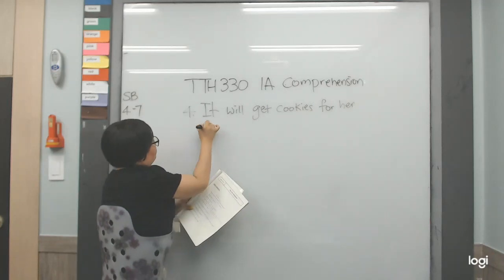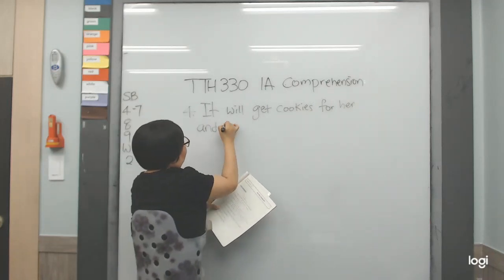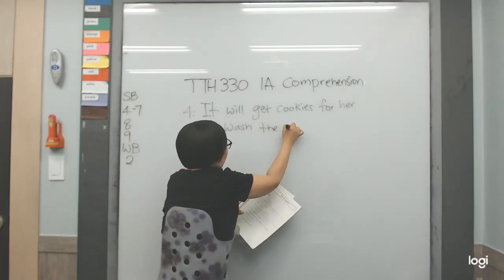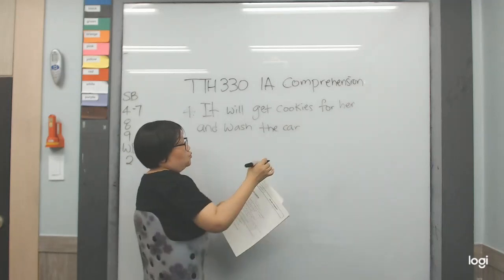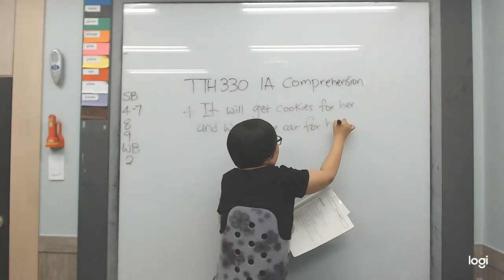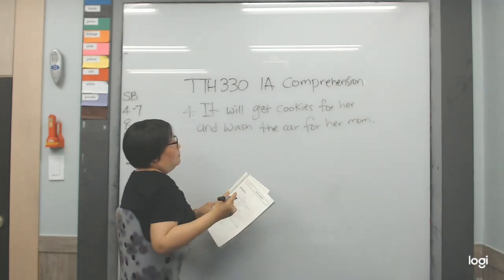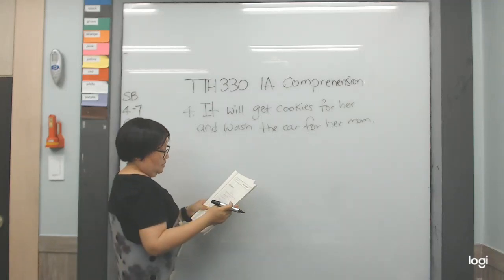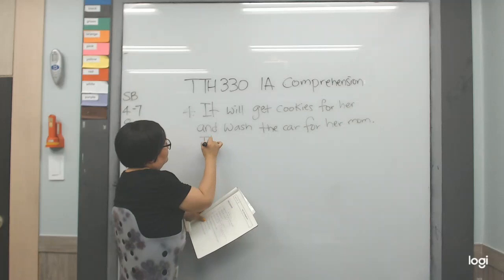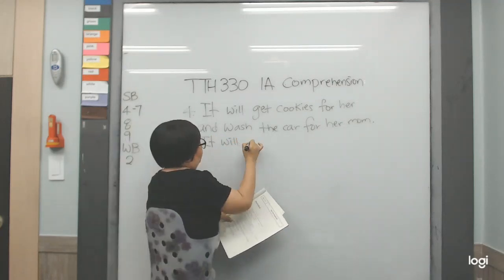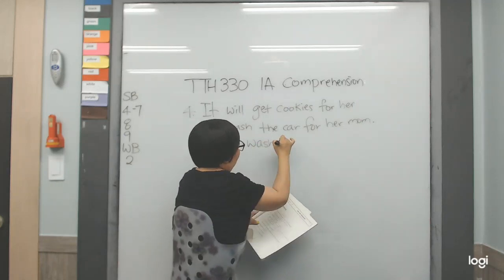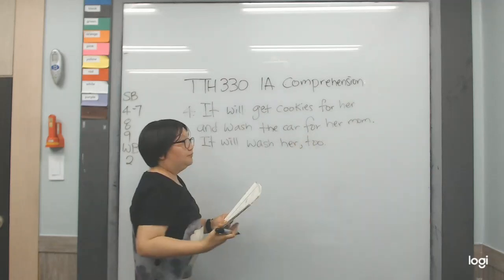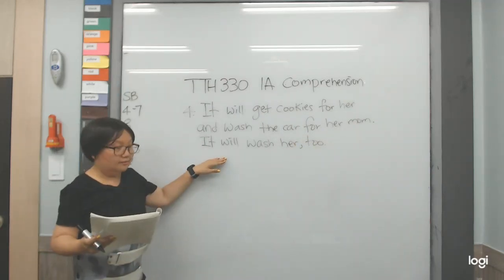And what is she going to do? Sam will wash the car for who? For her mom. Okay? Is this the only thing that the elephants will do? No. There's one more thing, everybody. What is it? It will, okay? It will wash who? Her, the girl. Okay? 2. Understand? Okay.